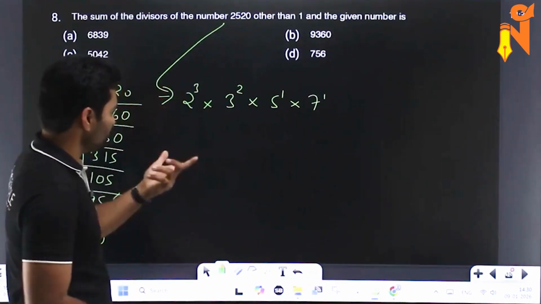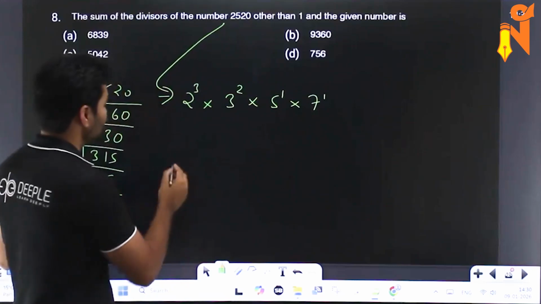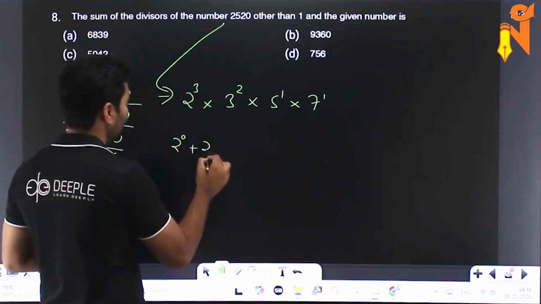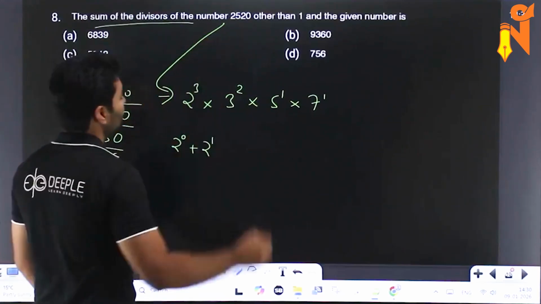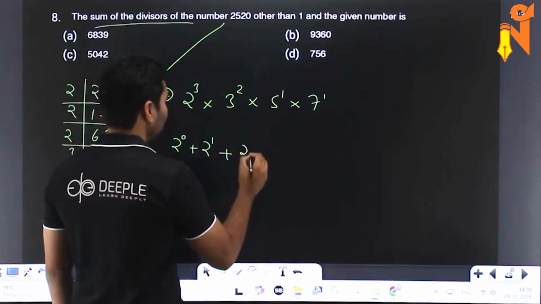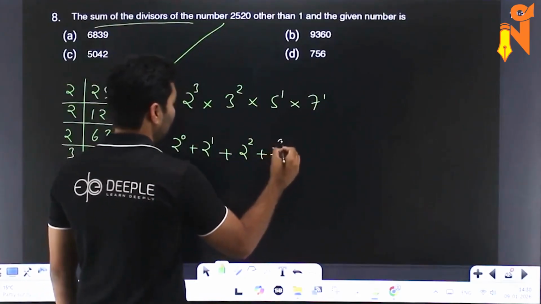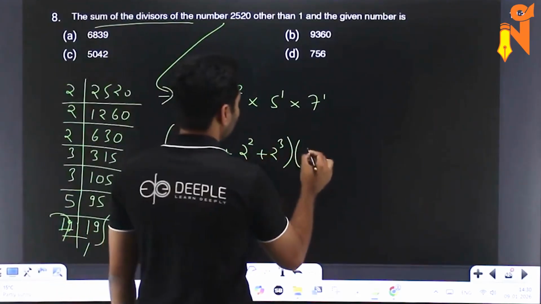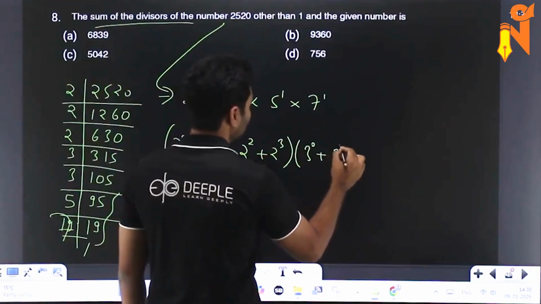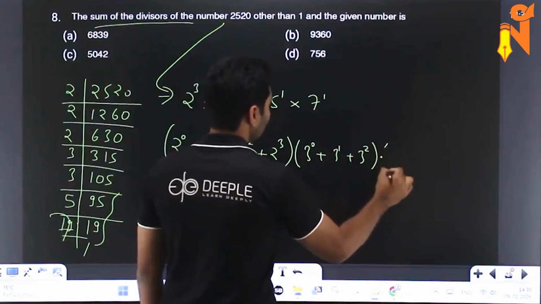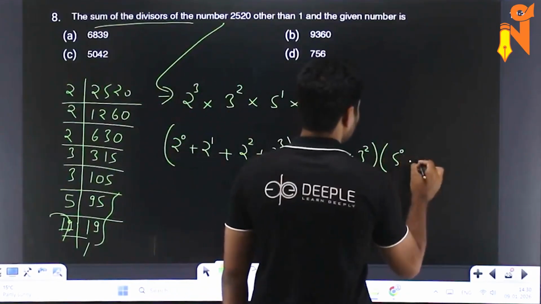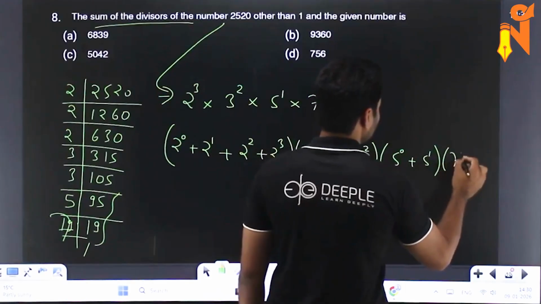So it's actually a formula based question. What you can do here? The formula is 2 power 0, 2 power 1, sum of all divisors. Formula based question. 2 power 3 into 3 power 0, 3 power 1, 3 power 2 into 5 power 0, 5 power 1 into 7 power 0, 7 power 1.